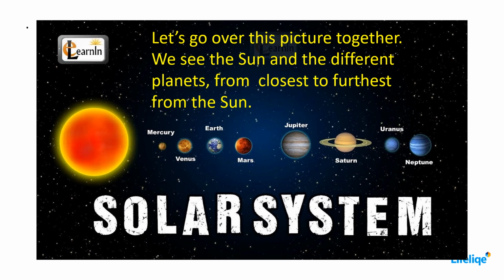Let's go over this picture together. We see the sun and the different planets from closest to furthest from the sun. We got Mercury, Venus, Earth, Mars, Jupiter, Saturn, Uranus, and Neptune.